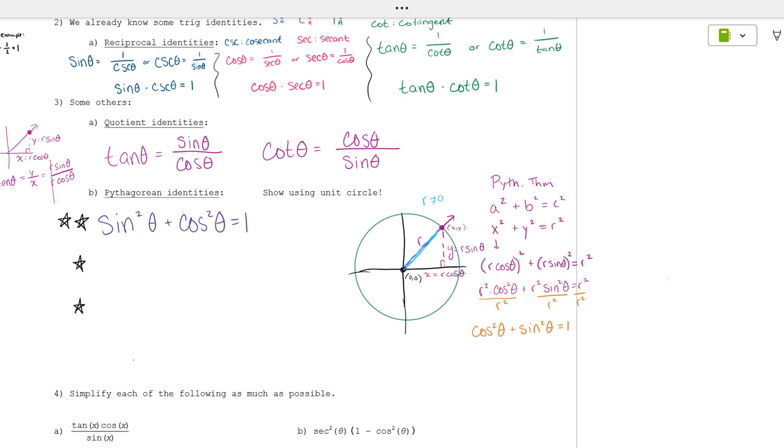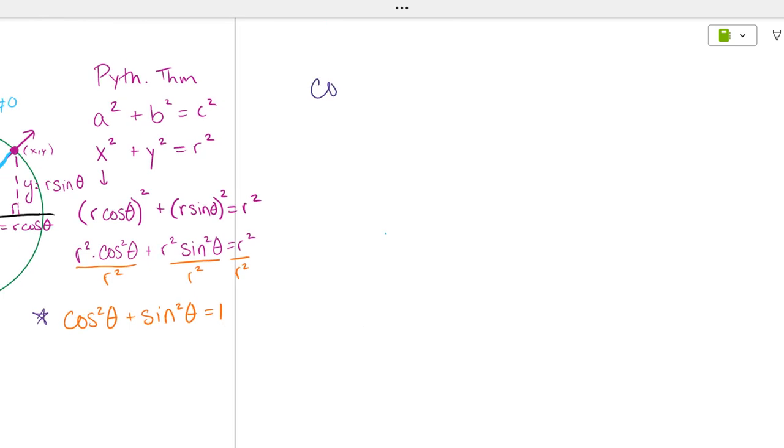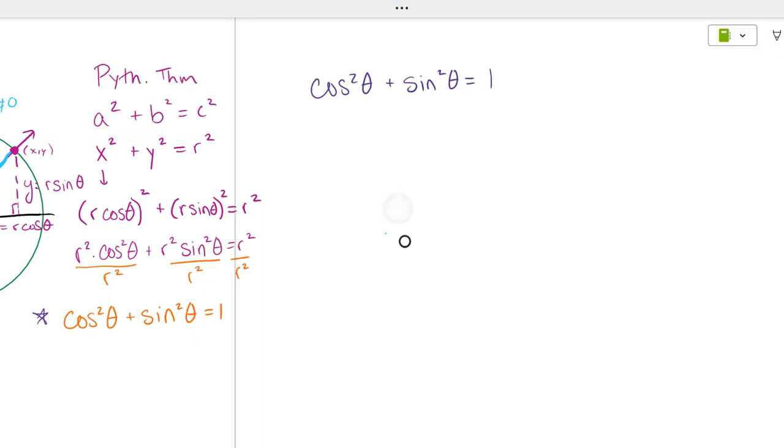Now, to get the others, we're actually going to use what we already have. So I'm going to come over here for a minute, and I'm going to take that same cosine squared theta plus sine squared theta equals 1. But this time, I'm going to divide everything by, let's do cosine first. There's not a right or wrong one to go first. I'm going to divide every single term by cosine squared.